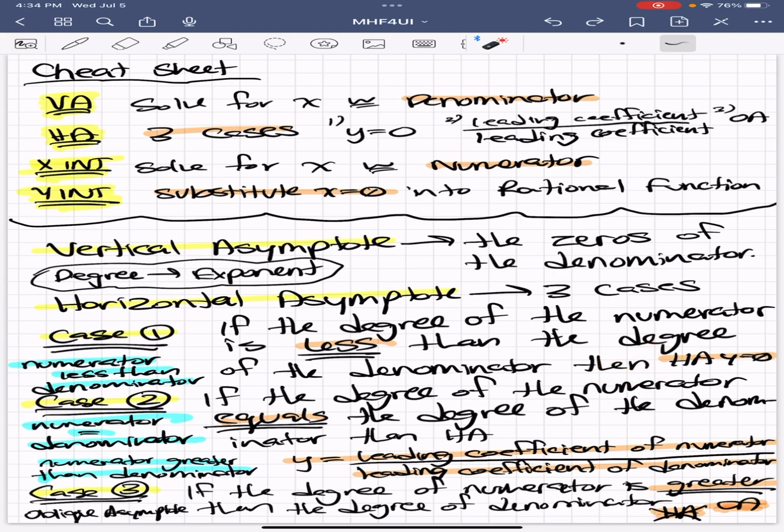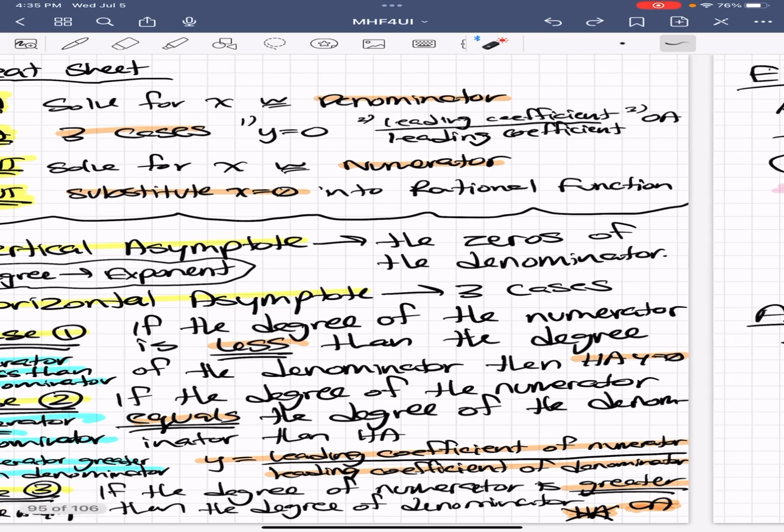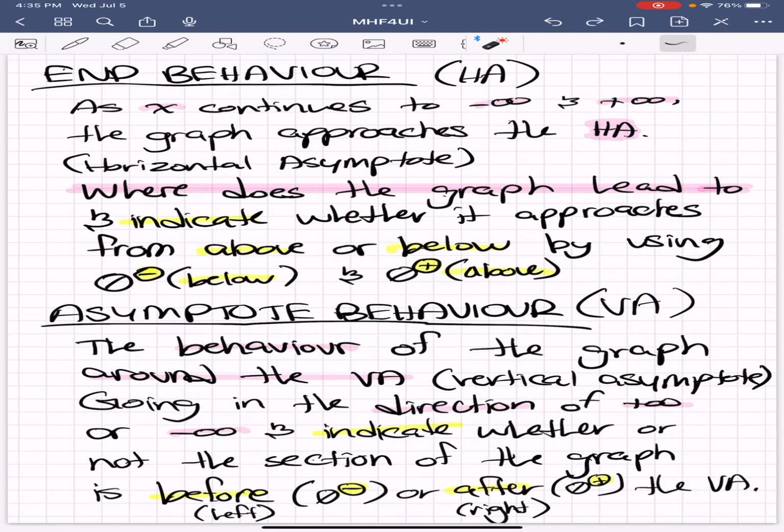And then we have case 3, if the degree of the numerator is greater than the degree of the denominator, then you're going to use long division with the numerator and the denominator to find the OA, the oblique asymptote, which means you don't have a horizontal asymptote, you have an oblique asymptote, and that's numerator greater than the denominator. And the degree is just the exponent. I'll give you a moment to write that down. Okay, moving on.